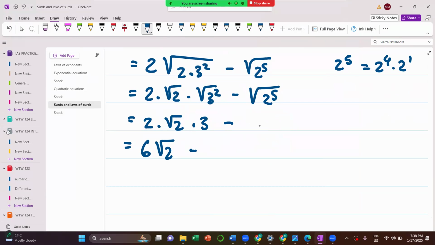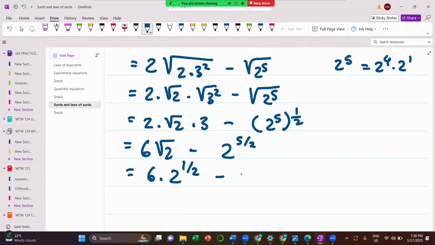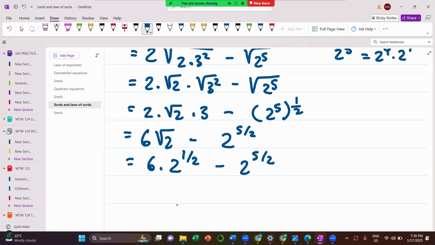Let's do that. So I'm going to have 2 to the exponent of 5, all to the exponent of 1 over 2, right? So everything is still fine with regards to this one, right? Yes, sir. Okay, minus 2 to the exponent of 5 over 2, right? And then here I have 6 times 2 to the exponent of 1 over 2, minus 2 to the exponent of 5 over 2.